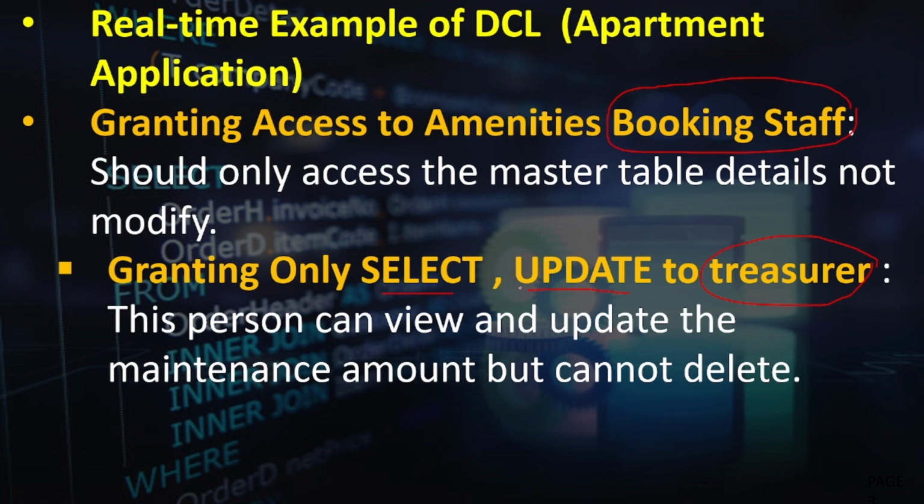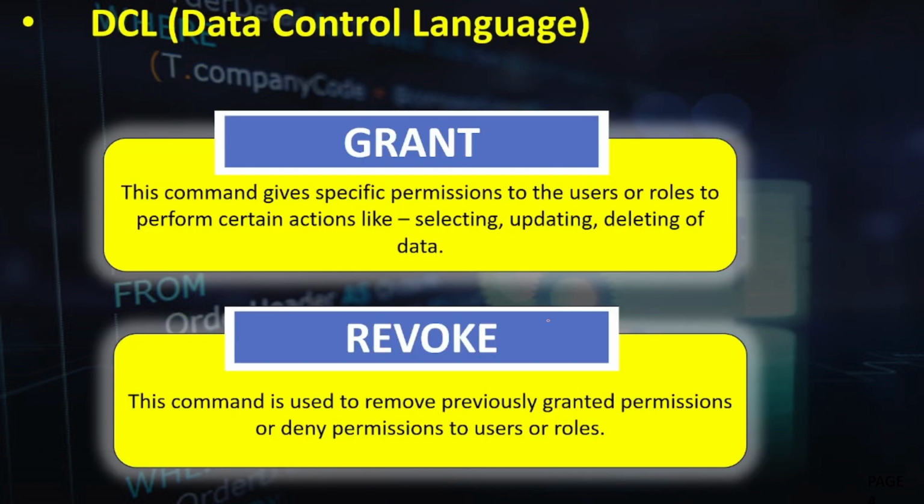So with these two examples, you see how efficient and how important this particular DCL is for many real-time examples. If I'm talking about the DCL, there are two commands in DCL. The first is grant and the second is revoke. The name suggests grant means granting, giving permission.